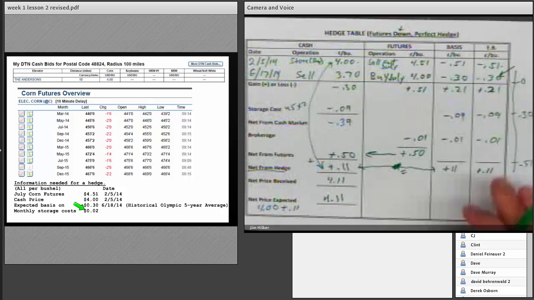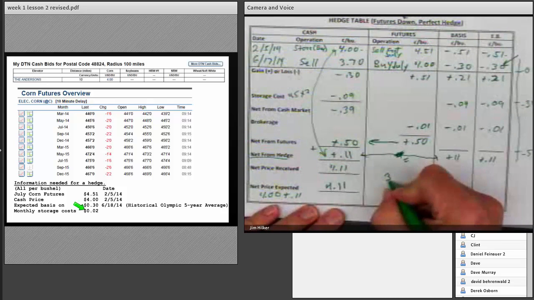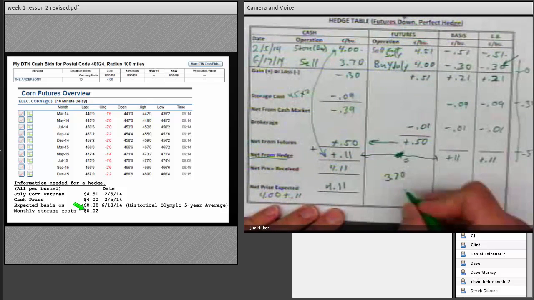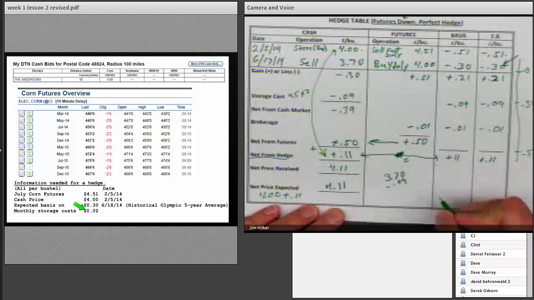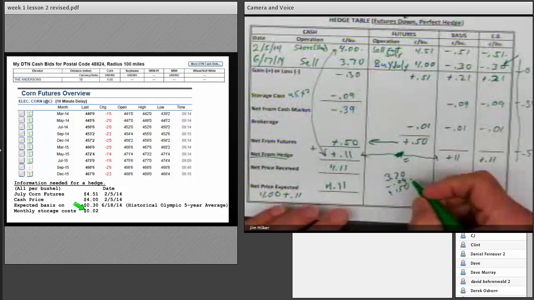So these are the numbers. I will put these numbers down here, the ones that I went out with. I did sell my corn for $3.70. The typed-in numbers are here, just in case you couldn't read. It did cost me 9 cents in storage. Now, this is a perfect hedge one way. But I did make 50 cents. We want to go to a perfect hedge if futures go up.